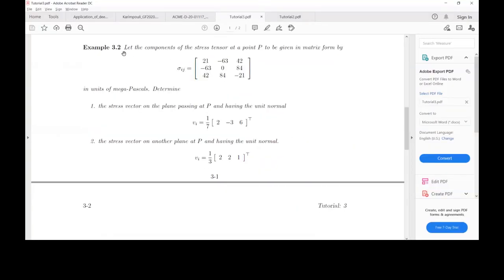So example 3.2, let the components of the stress tensor at a point P be given in this form, and the units are megapascal. Find the stress vector on the plane passing at P, and then the stress vector on another plane passing at P.